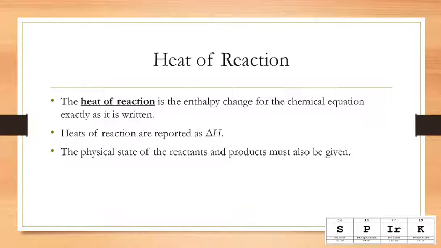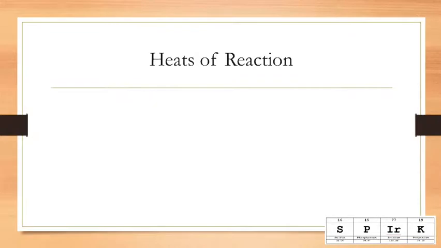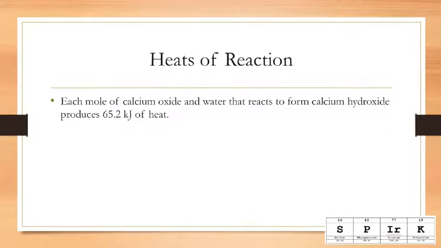The physical state of the reactants and products must also be given. Reactions are carried out at standard temperature and pressure. So for heats of reaction, each mole of calcium oxide and water that reacts to form calcium hydroxide produces 65.2 kilojoules of heat. So if we remove it from writing it in the equation, so we just have our normal chemical equation, our heat of reaction, we have CaO solid plus H2O liquid yields calcium hydroxide, which is a solid. And then off to the side, we write our delta H as negative 65.2 kilojoules, because we know that heat is released, so it is negative.